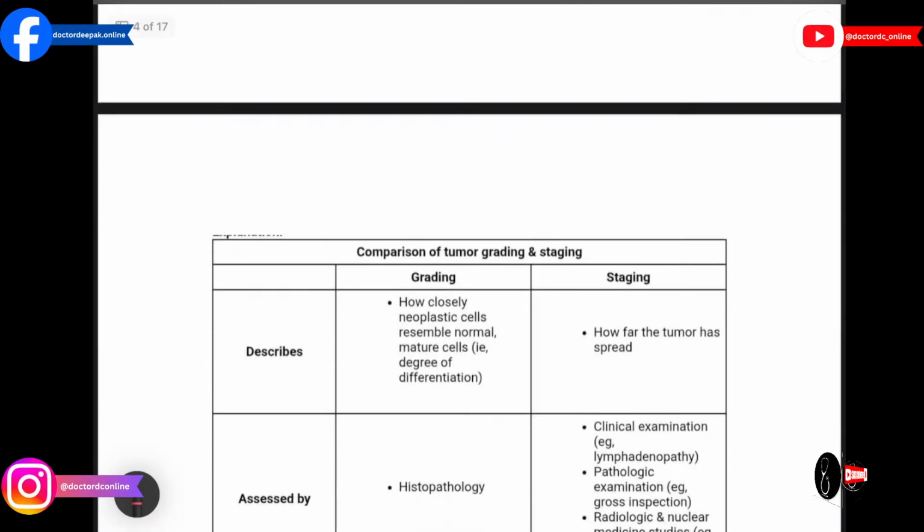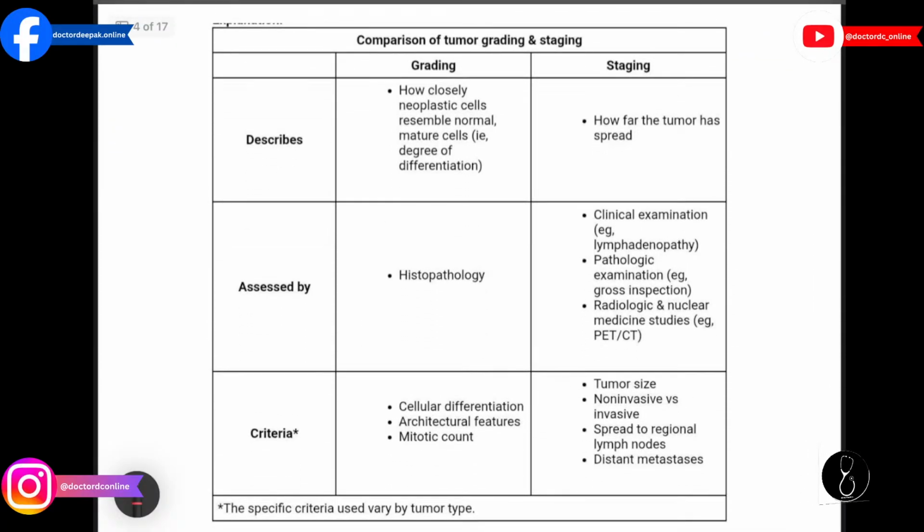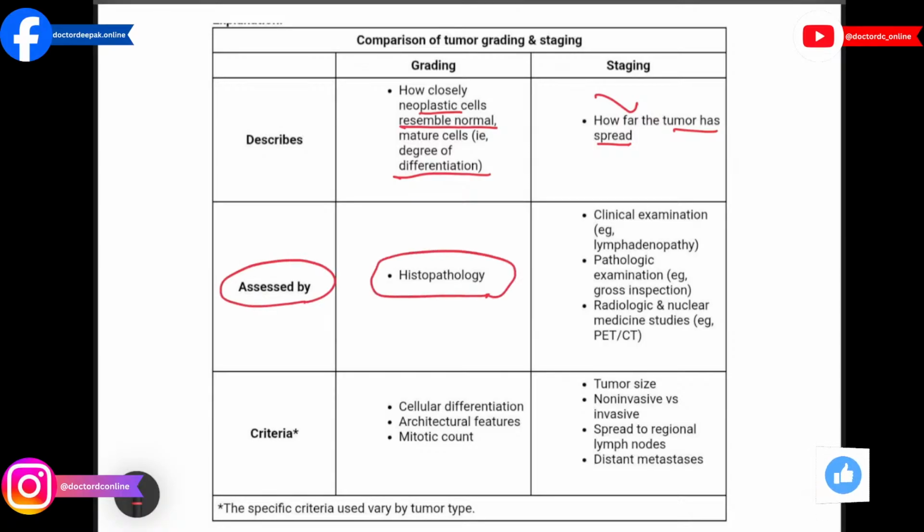Also, I'm drawing one table with a comparison of tumor grading and staging. Grading means how closely the neoplastic cells resemble the normal cells, the cell differentiation, and staging is how far the tumor has spread. The invasiveness and spread of a tumor is staging. Grading is assessed by histopathological examination, and staging by clinical examination, lymphadenopathy, pathological examination like gross inspection, and radiological and nuclear medicine studies like PET or CT scans, etc.